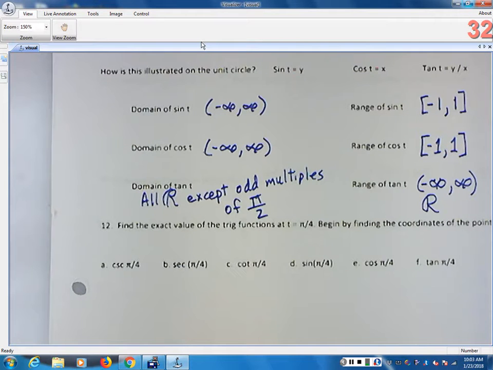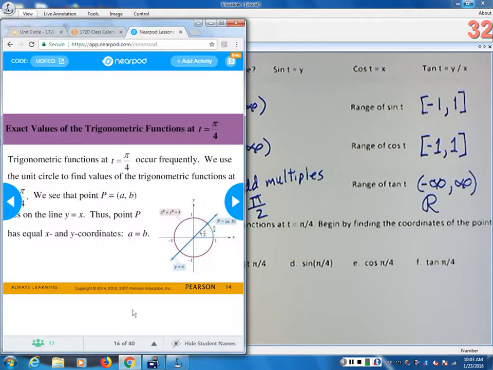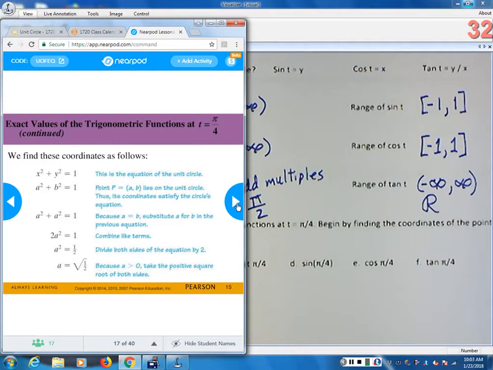All right, so the next example, pi over 2, pi over 4. Trigonometric functions at pi over 4 occur frequently. We can use the unit circle to find these. They go through that, and I have it in my filled-in notes. Basically, you're going to want to make a triangle.